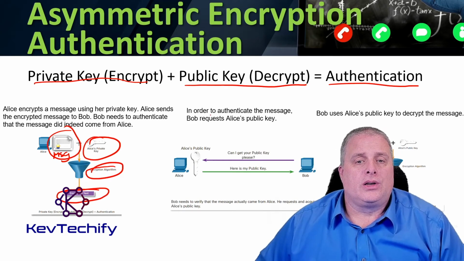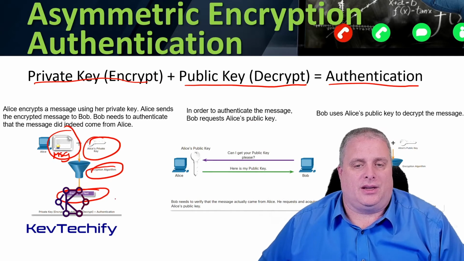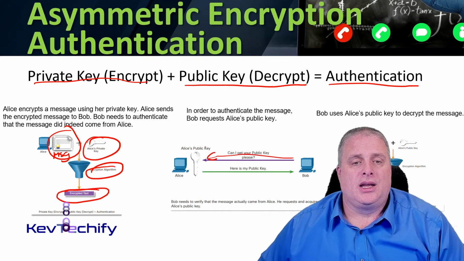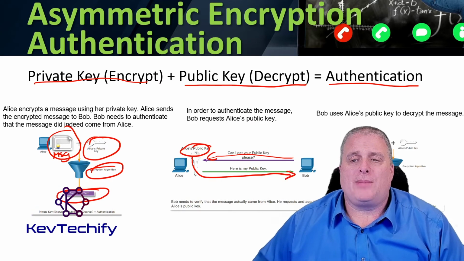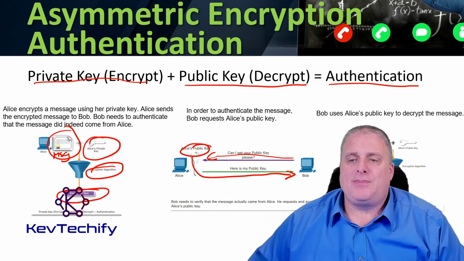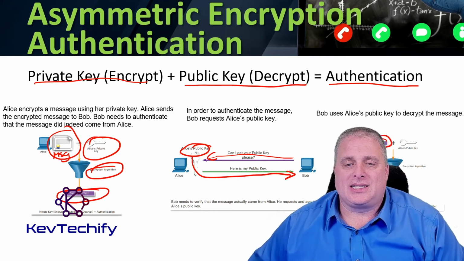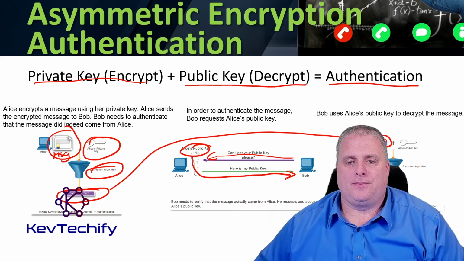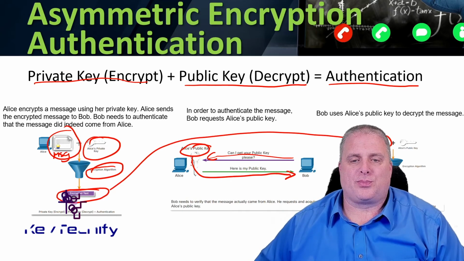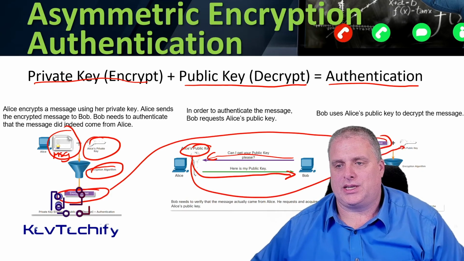Now, in order to authenticate the message, Bob requests Alice's public key. So Bob over here says, hey, can I get your public key? The public key is then sent to Bob. Once Bob gets that, Bob takes the encrypted text that Alice will send him. So the encrypted text gets sent to Bob. We also got Alice's key that we sent there.